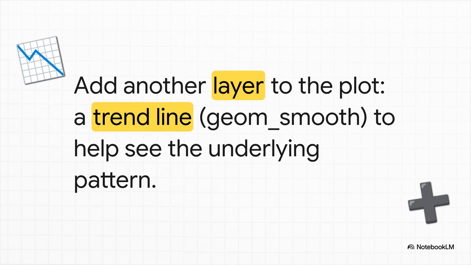In Act 4, let's add another layer, a trend line. This is just a statistical layer that helps our eyes see the underlying pattern in all that noise. It confirms what we suspected. There's a strong positive relationship between wealth and health on pretty much every continent.